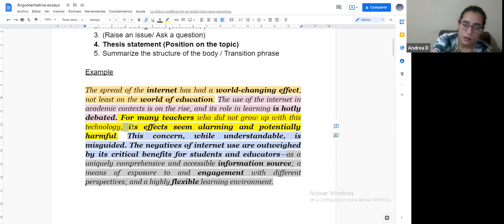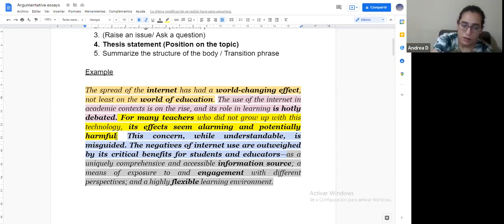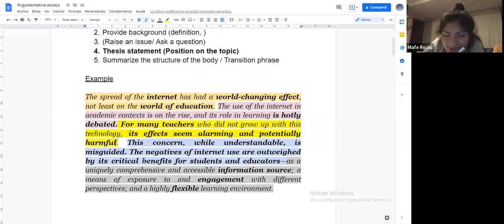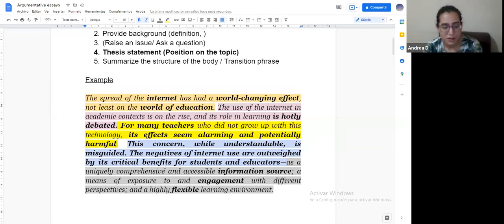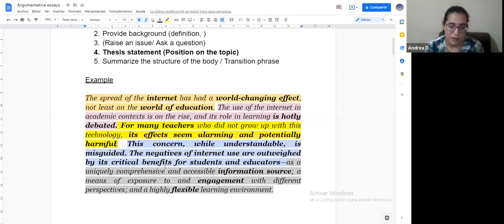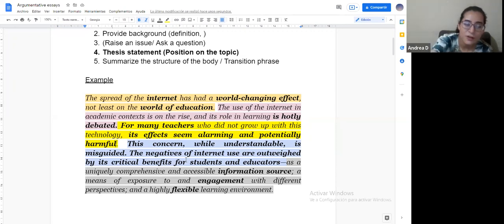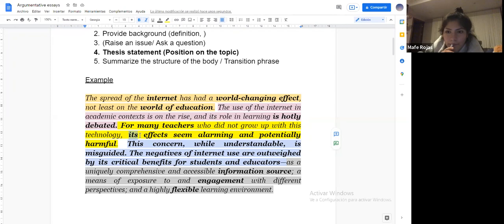The internet, you mean? No, here, its effects seem alarming and potentially harmful, but in this sentence you don't mention what. Or you don't mention why? The principal point about the thesis statement. Right, because it's not what is alarming and what is potentially harmful. I don't get what you mean. So you mean what is potentially harmful or why? Yes. What or why?